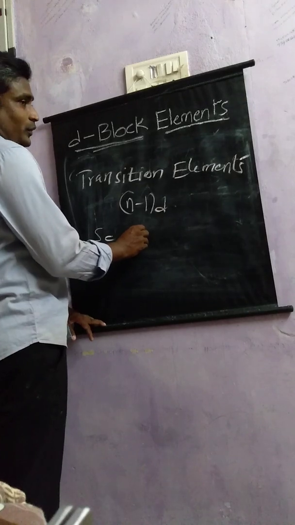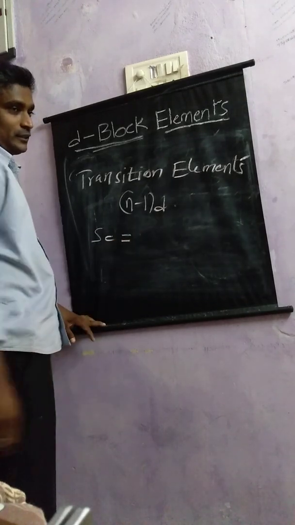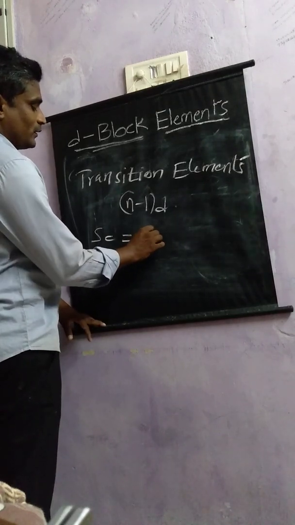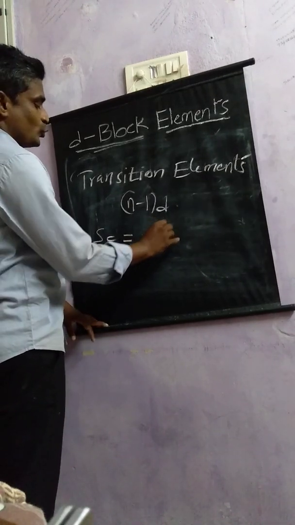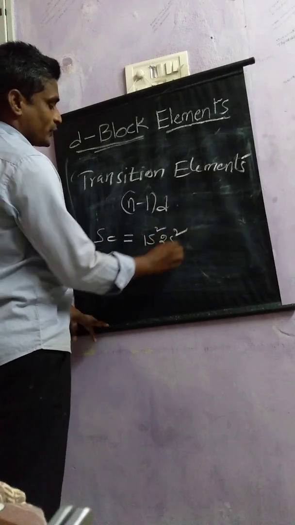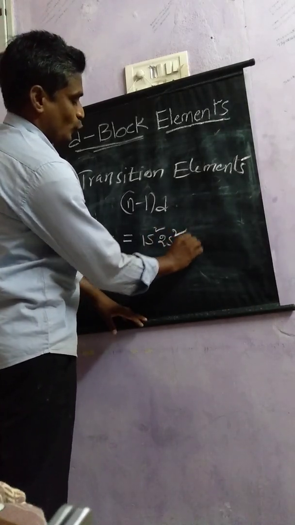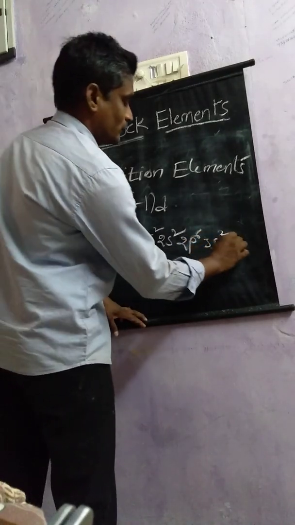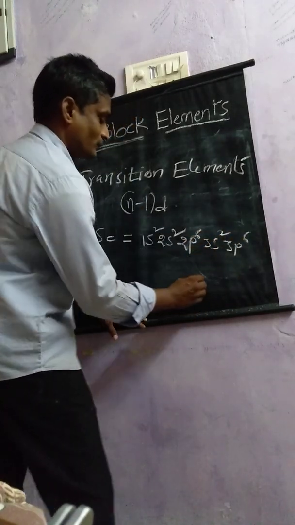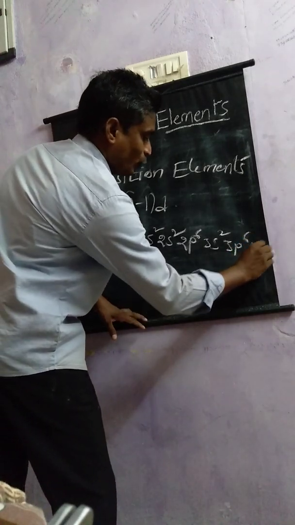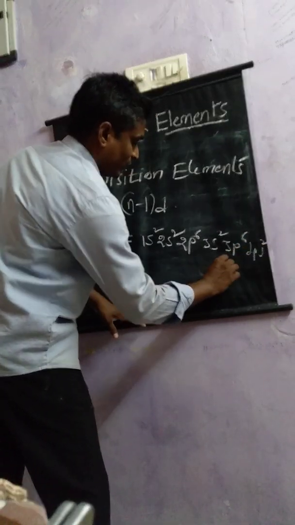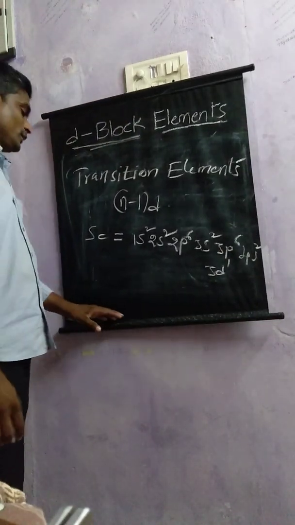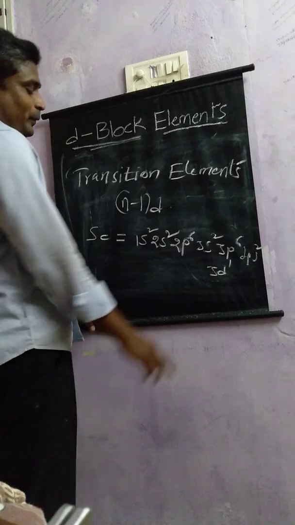The electronic configuration of scandium is, now I am writing 1s2, 2s2, 2p6, 3s2, 3p6, 4s2, and finally 3d1. Why am I stopping here?